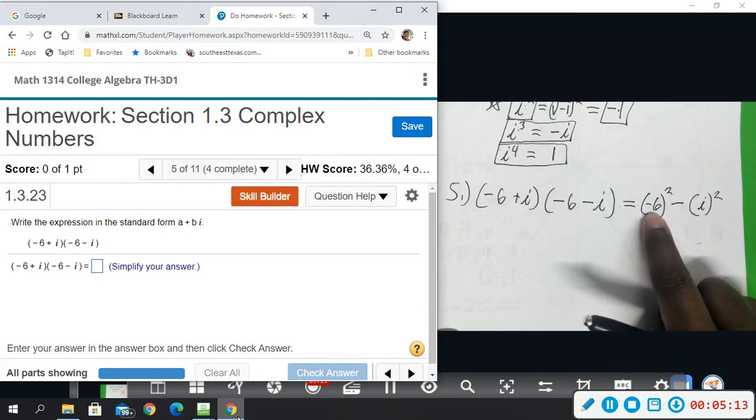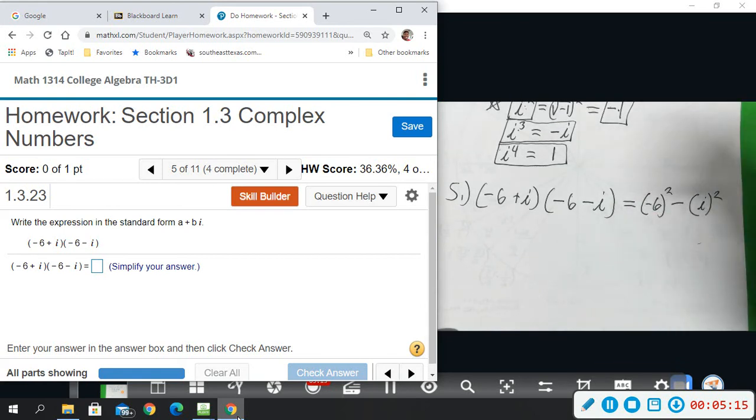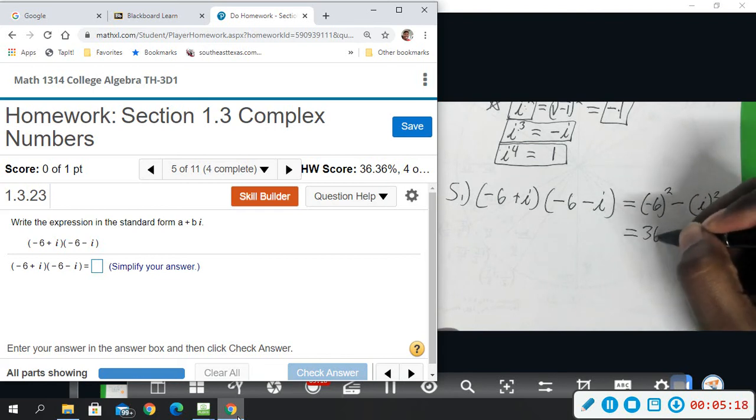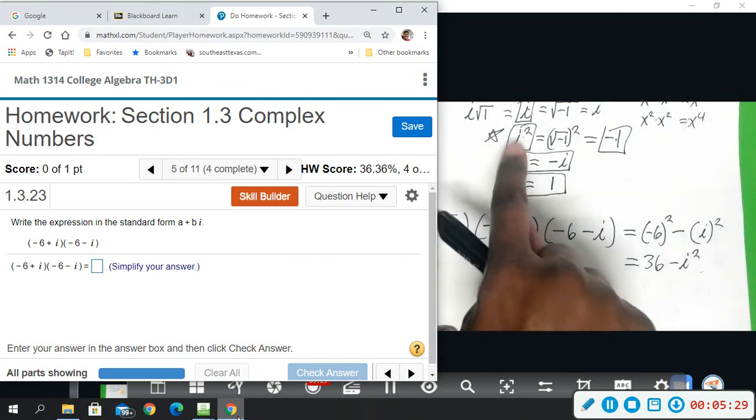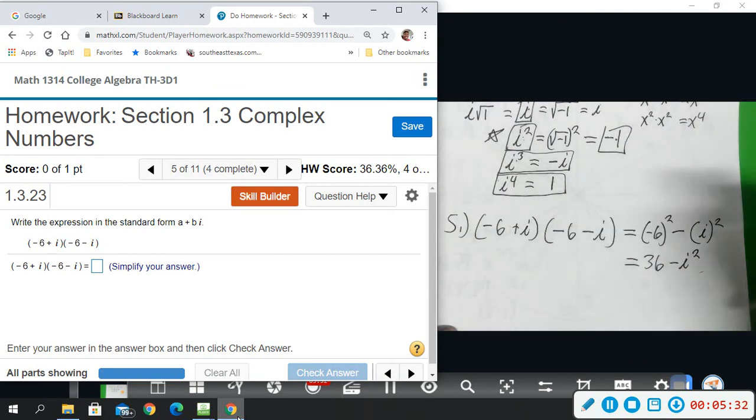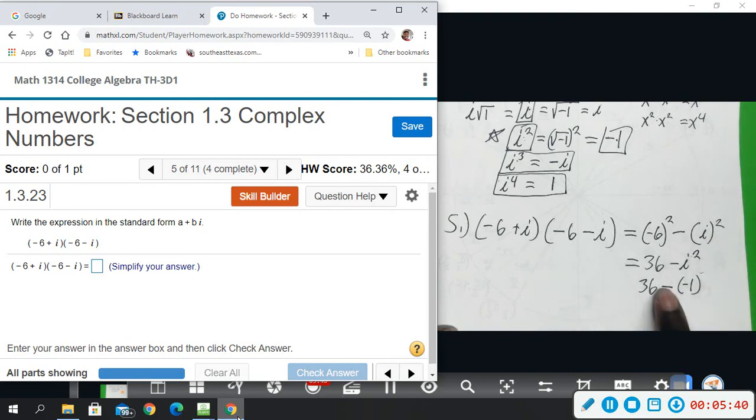Alright, negative 6 squared, negative times a negative is a positive, so we get a positive 36. And then I squared is just going to be I squared for now. Now, above, we talked about I squared is equal to negative 1, so we're going to replace that. 36 minus I squared, which is a negative 1. Negative times a negative, or minus a negative, becomes plus. So we get 36 plus 1. And ultimately we get 37 as our answer.